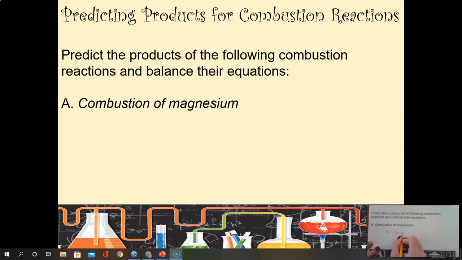And remember, I told you the products are very predictable. It'll make a metal oxide. Well, is it going to make iron oxide? Well, no, because it's magnesium. So this thing is going to make magnesium oxide.